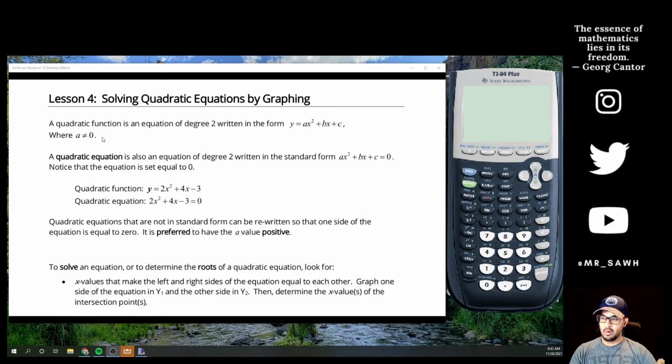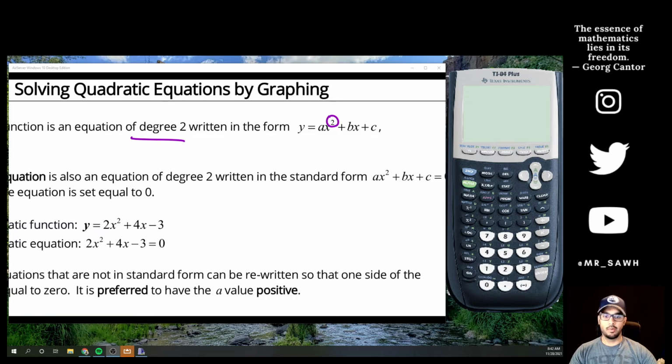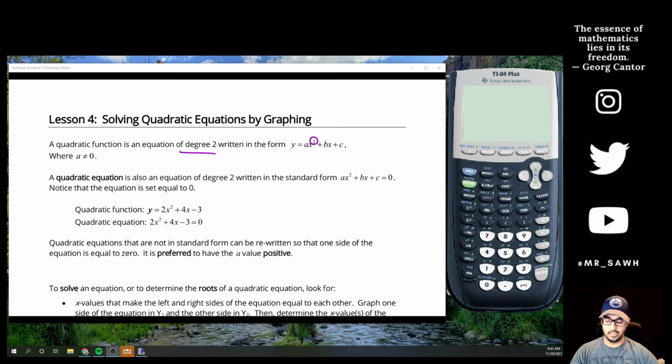So again, a quadratic function is an equation of degree 2, and all that really means when you see something that's in degree 2, it just means one of the variables has an exponent of 2. Okay, the highest degree or the highest exponent in that expression is 2.